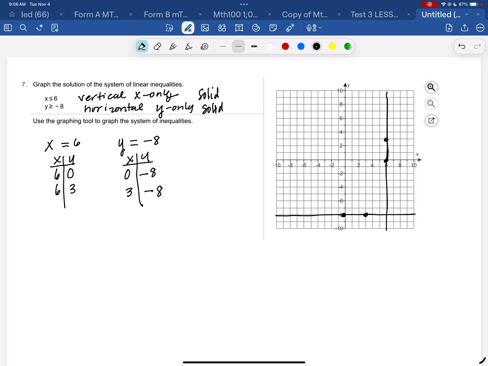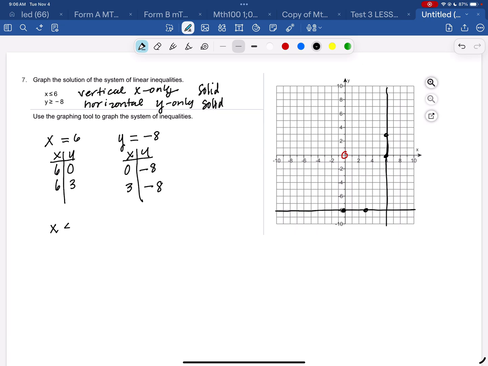Now this time, 0, 0 is clearly not on either one of those lines because that's going to be my test point in the original inequalities. So for x is less than or equal to 6, using the point 0, 0, well, I can only put it in for the x, 0 less than or equal to 6.